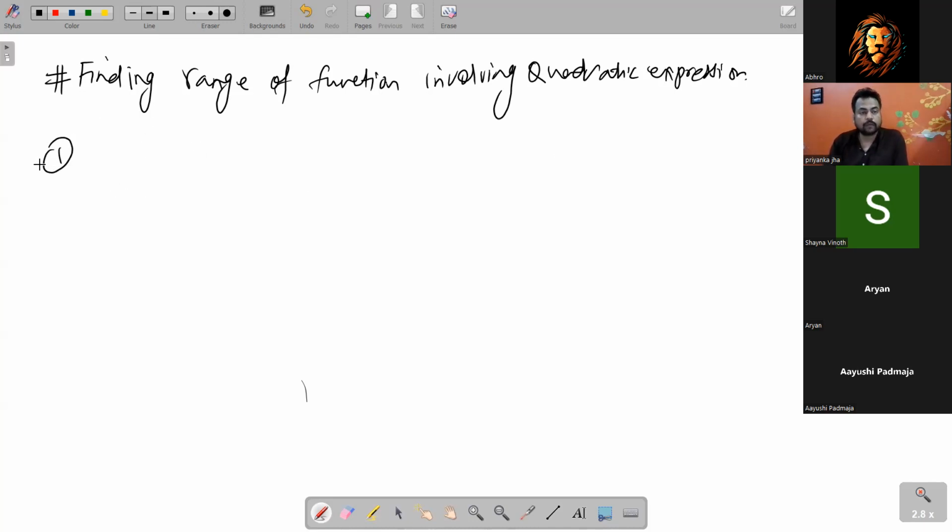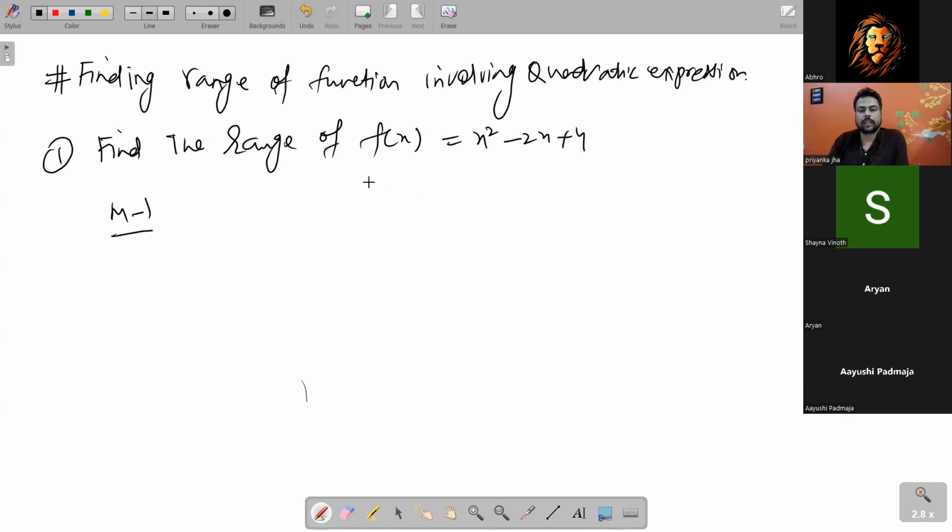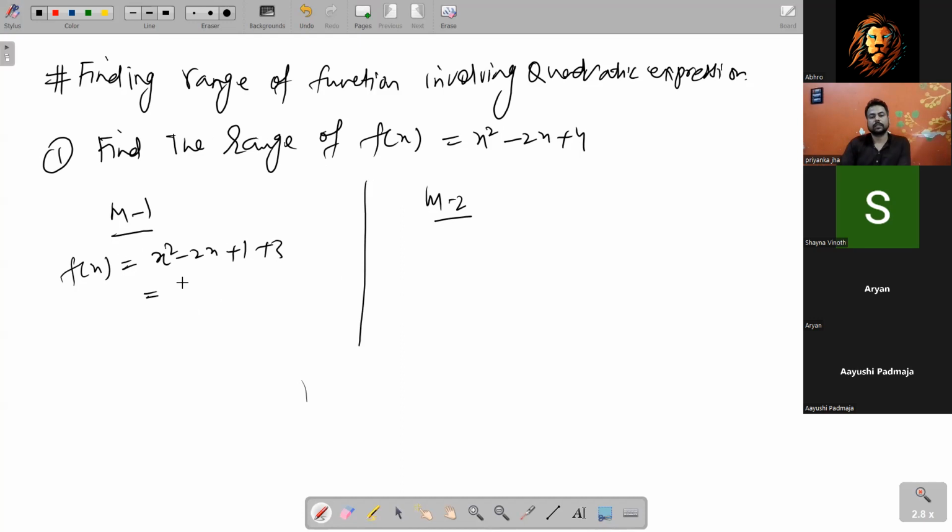Question 1. Find the range of the function f(x) equal to x squared minus 2x plus 4. One method, and then I'll discuss the second method. Method 1: range means the output of the function. x squared minus 2x plus 1 plus 3, write this as (x minus 1) whole square plus 3.